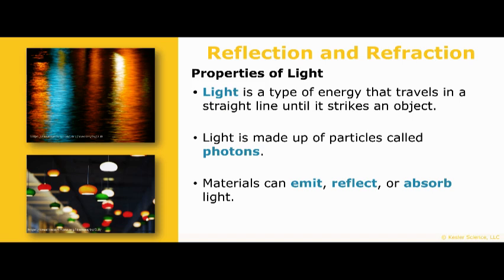Reflection, refraction. Properties of light. These are a couple of things that are properties of light, the reflection and refraction. So what is light? Light is a type of energy that travels in a straight line until it strikes an object.